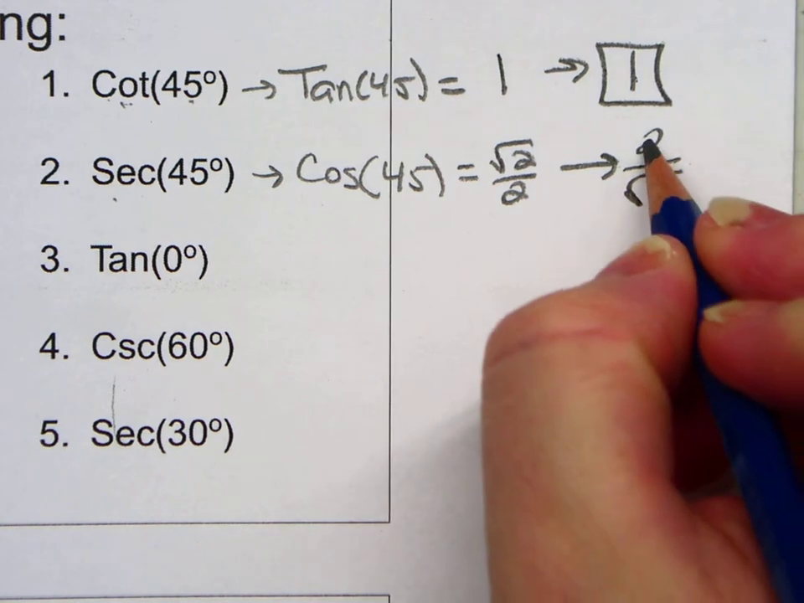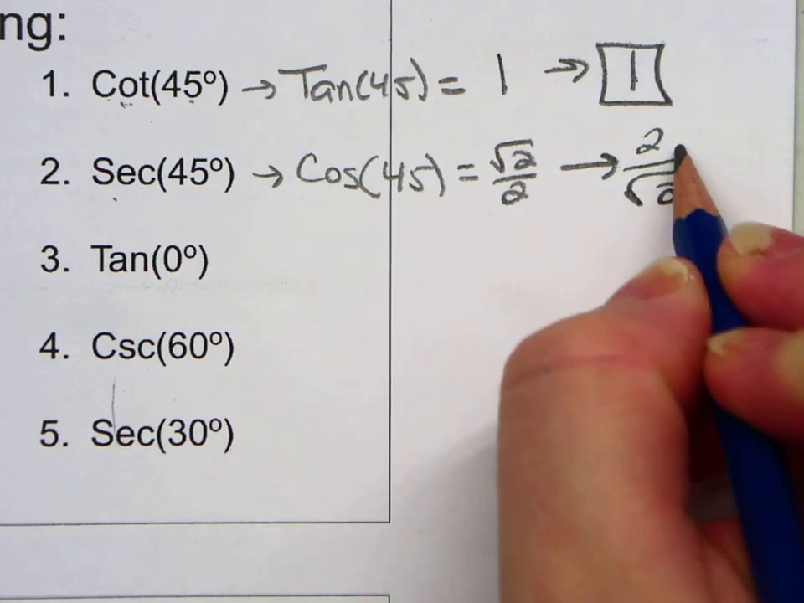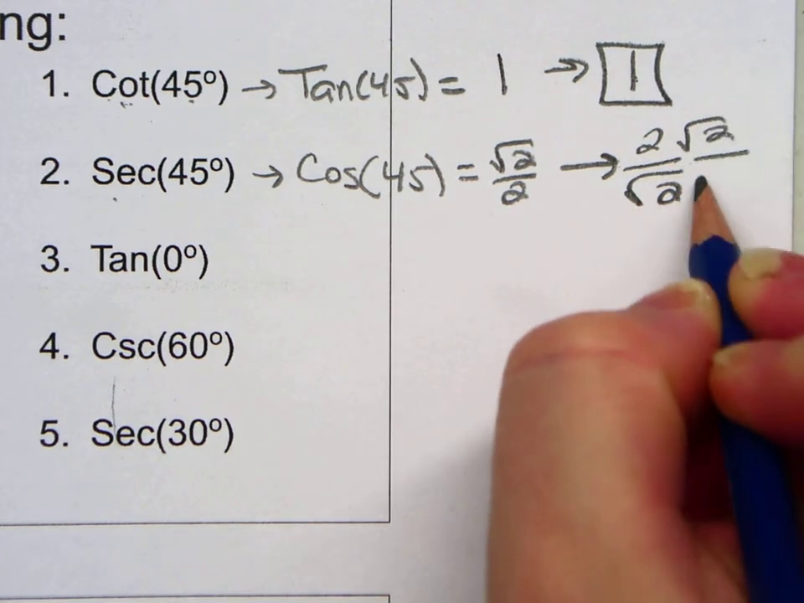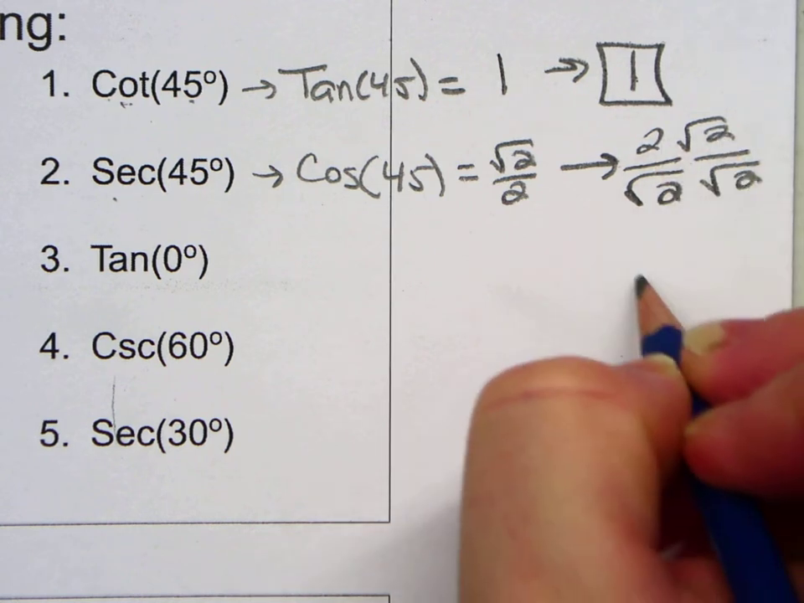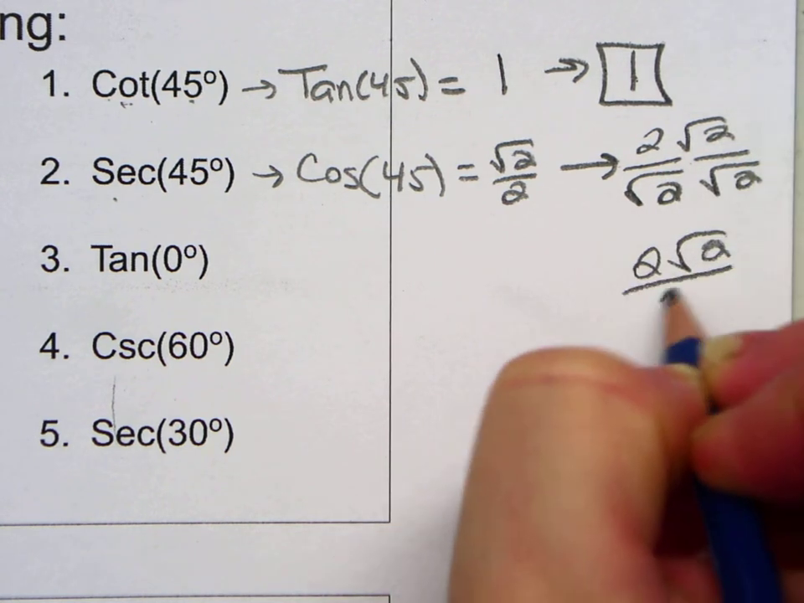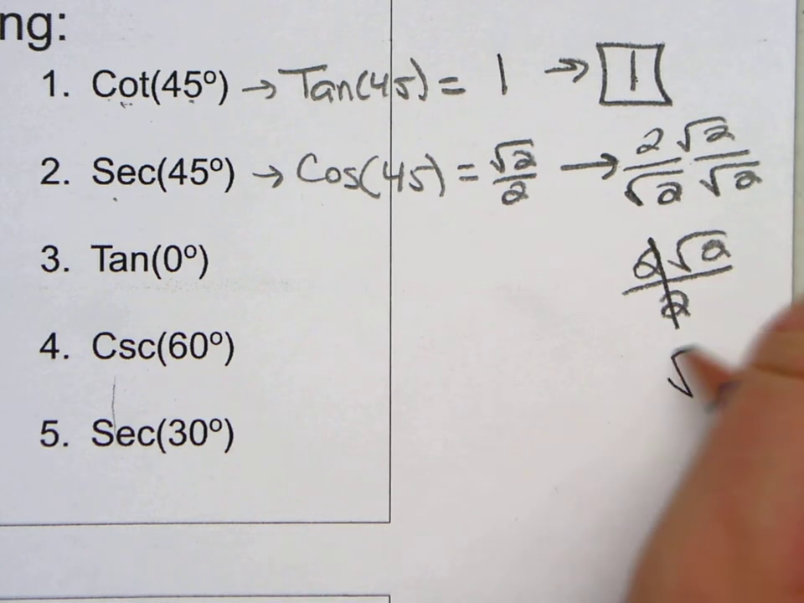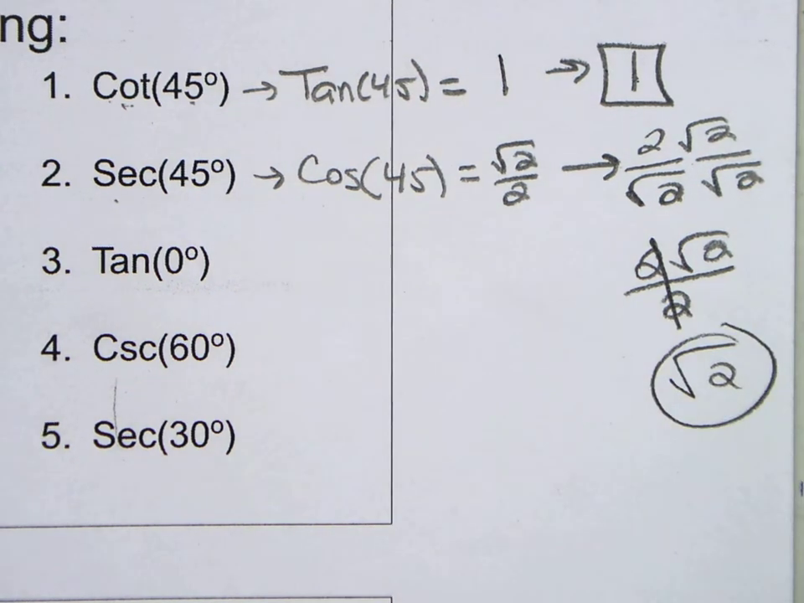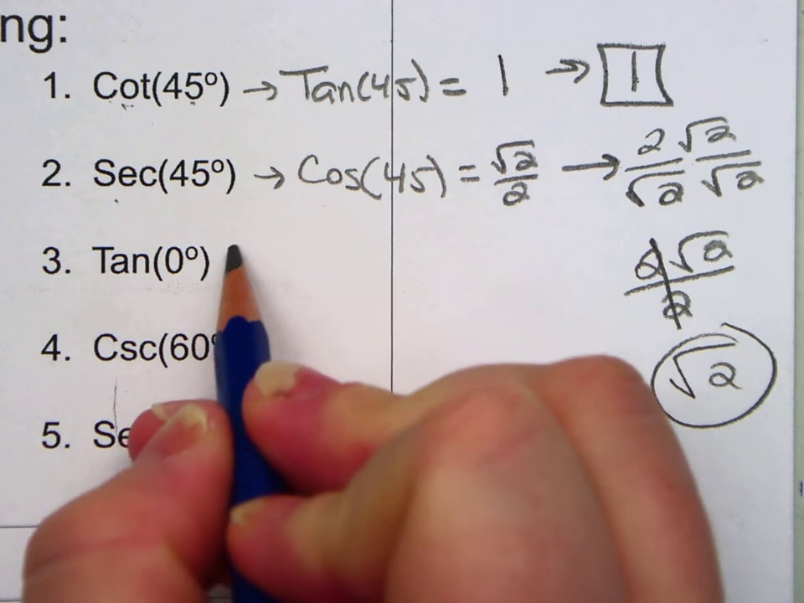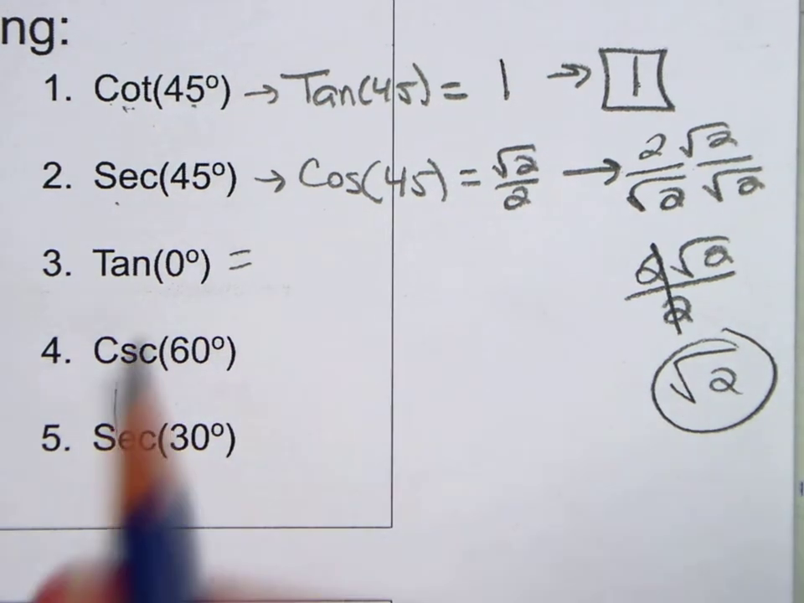So 2 over radical 2. And again, we have to rationalize. So 2 radical 2 over 2. The 2's cancel. And radical 2 is your answer. So that one, there's a little bit of simplifying going on. Oh, tan of 0 is 0. We should know that.